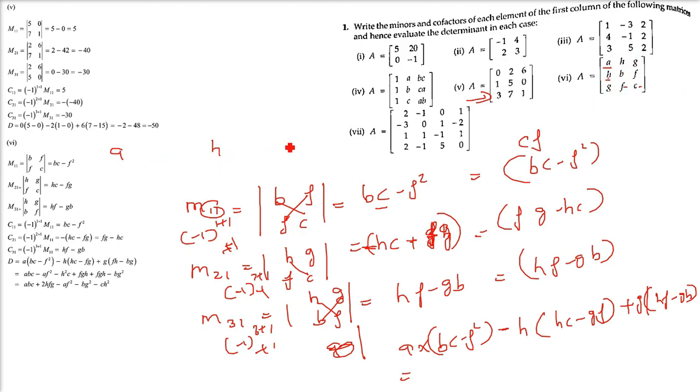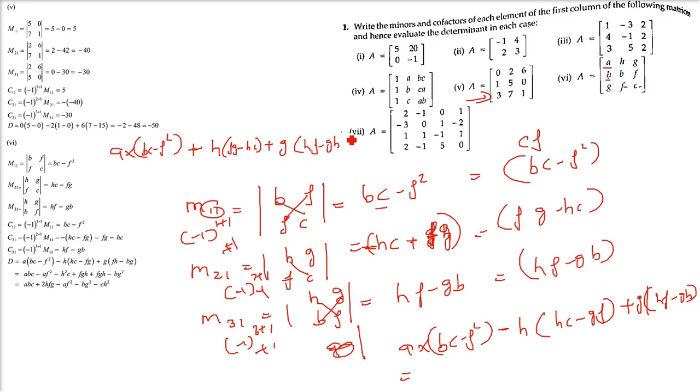So AHG, just write it here, multiply it with the cofactor of the first one, BC minus F square. This is using cofactor, plus H into, already cofactor sign has been taken care of, so HF minus, this FG minus HC, and then G into the third one, HF minus GB. So the middle one, we didn't care about the sign, we just put plus because it is using cofactor.